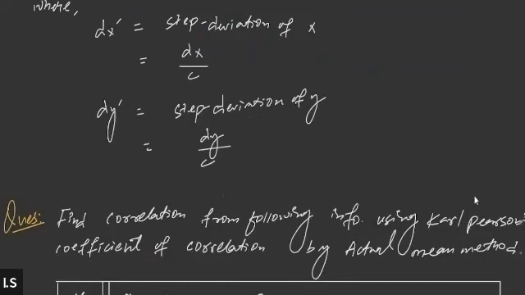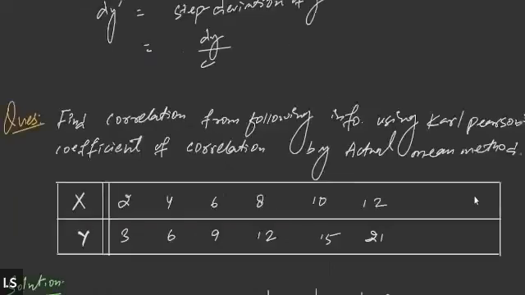Okay, done. All right. So we are starting with the first question, and this is to be done on the basis of actual mean method. Here you can see it is written that you need to find out correlation from the following information using the Karl Pearson's coefficient of correlation. So we need to apply the Karl Pearson coefficient of correlation, actual mean method, and by applying it we have to find out the correlation.